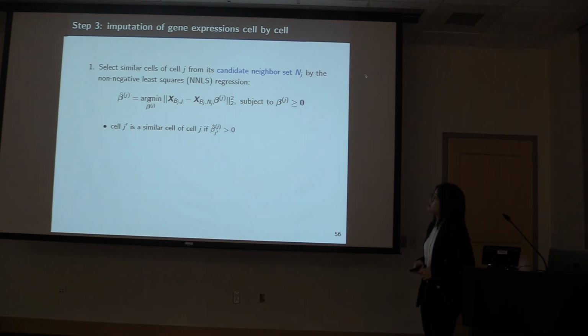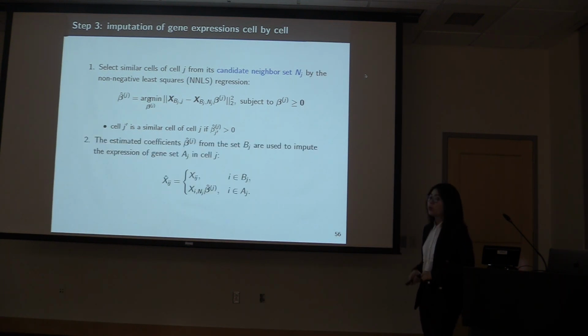And then, with the regression results, the cells that have estimated coefficients greater than 0 are considered as the similar cells of this cell J. With these estimated coefficients, we can predict the gene expression levels for genes in set AJ, and these predicted values are treated as the imputed values and will be output by S-impute.